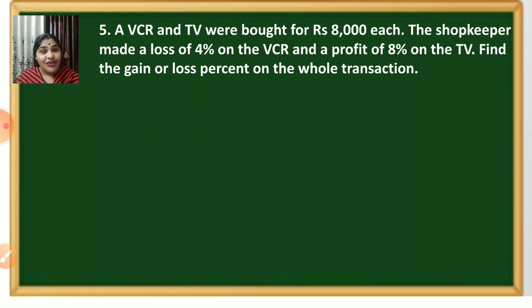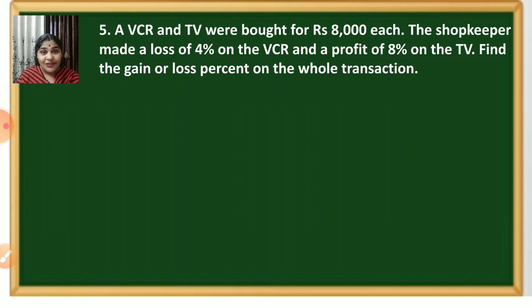Let us proceed. The shopkeeper made a loss of 4% on the VCR and profit of 8% on TV. Find the gain or loss percent on the whole transaction. So now when he sold VCR, he made a loss of 4% children, and when he sold the TV, he made a profit of 8%. Okay, so again we have to find whether he has made a gain or profit or loss on the whole transaction. That means the total transaction of VCR and TV.